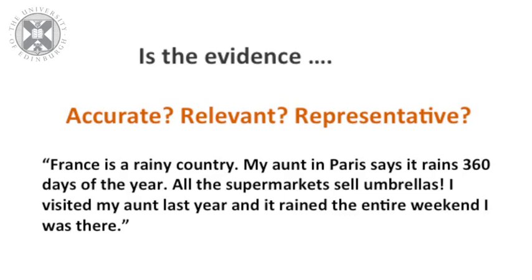In the first instance, the evidence given to support the argument is inaccurate. It almost certainly doesn't rain 360 days per year. If you were to look at accurate records of rainfall in France over the past 100 years, the average value is about 100 days per year. In the second instance, the evidence that all supermarkets sell umbrellas is irrelevant to the argument. Supermarkets will sell umbrellas regardless of how rainy it is in France.